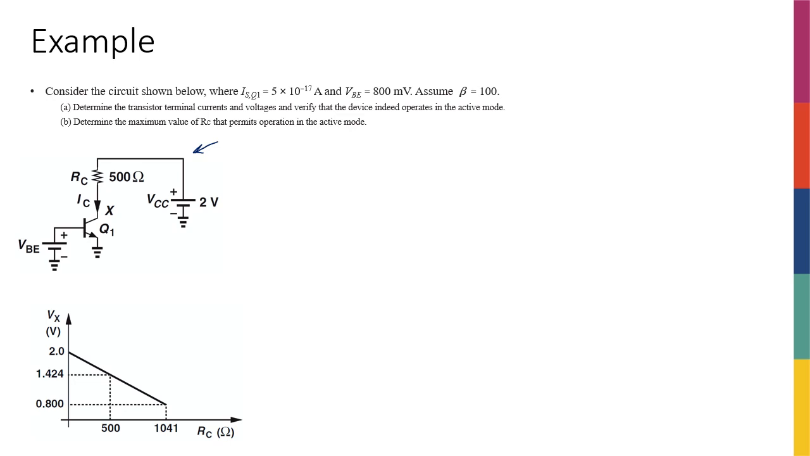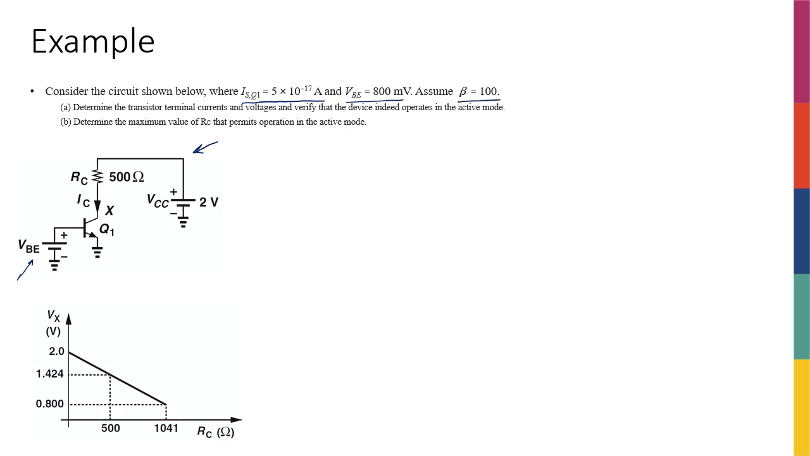So I have a transistor Q1. The base of it is connected to a voltage source, and the voltage source has a value of 800 millivolts. The transistor's IS and beta are also given to us. So IS of the transistor is 5 times 10 to the negative 17 amperes, which is not a surprise to be a very small number because we know that this is a reverse saturation current. And also beta is 100. Okay, also not a surprise.